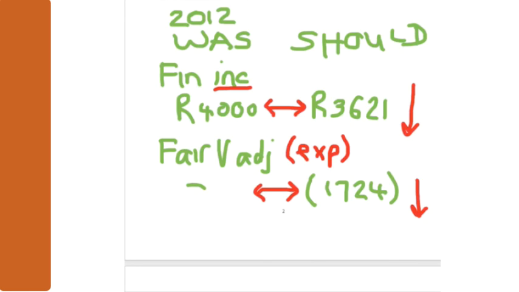What else was there for the statement of profit and loss? There was a fair value adjustment. What was done, there was no fair value adjustment because everything was recognized at cash. What should have been done is there should have been a fair value adjustment, which was an expense of 1,724. So expenses increased, which means that your profit actually decreased from what was done to what should have been done. So your profit decreases with two things: the finance income and the fair value adjustment.